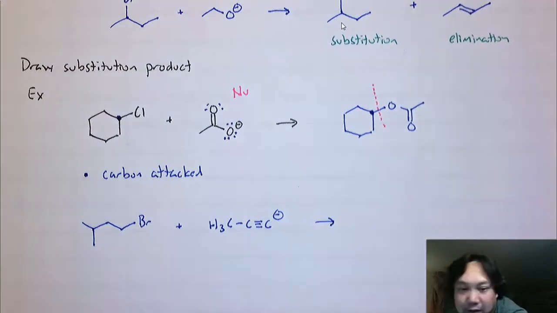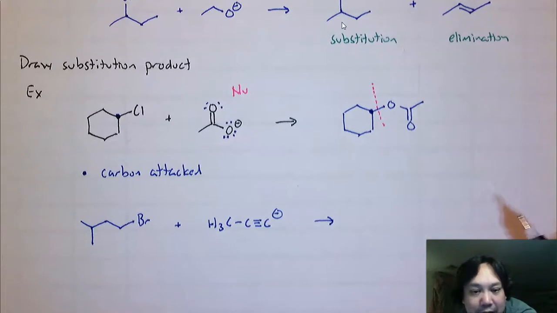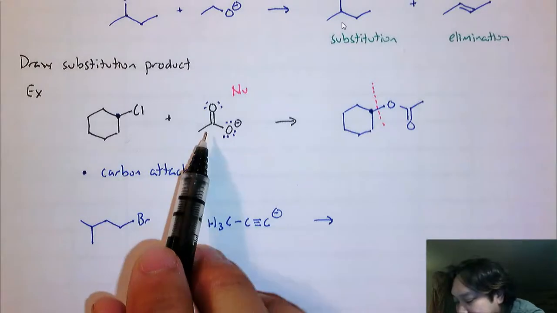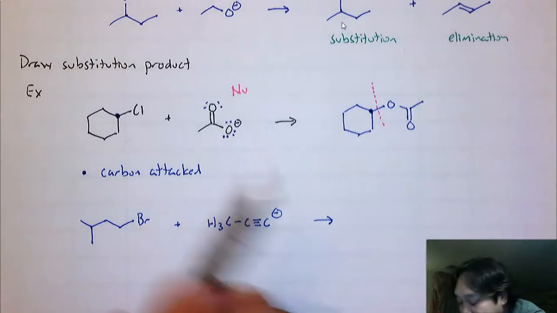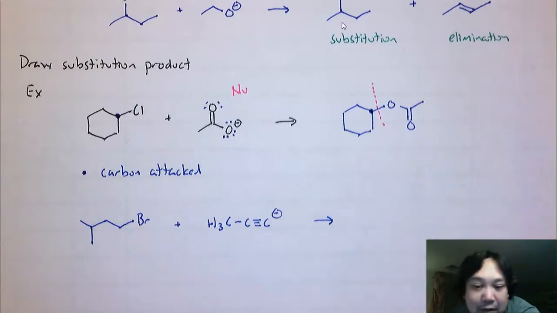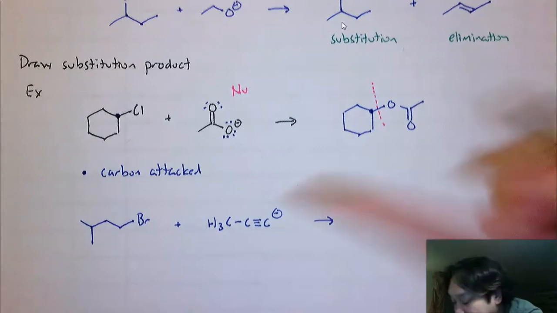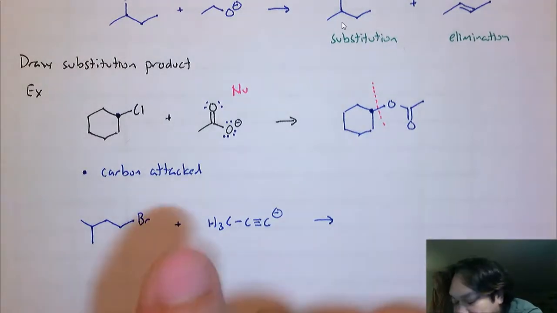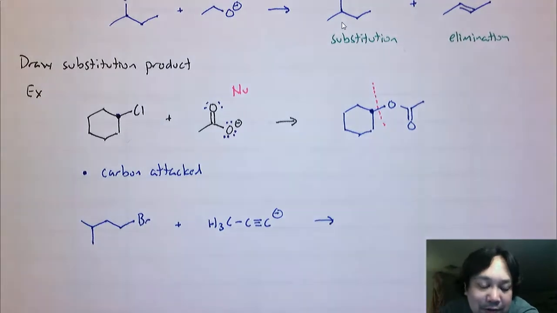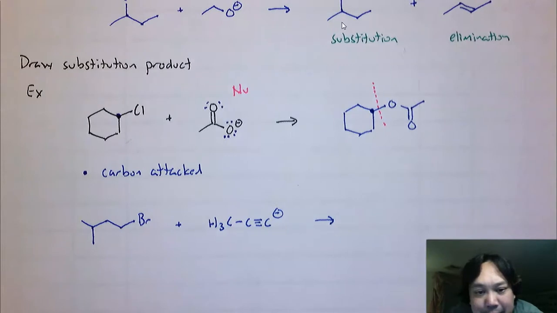This one's a little tricky because I'm not drawing out the lone pairs. See, the lone pairs on this molecule help me decide that this was the nucleophile and that this was the atom that was doing the attacking. So I want you to maybe draw out all the lone pairs, identify your nucleophile, and draw the product. And go ahead and pause the video, give yourself a minute or two, and then you'll double check your answer against mine.